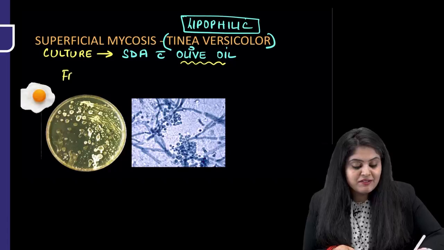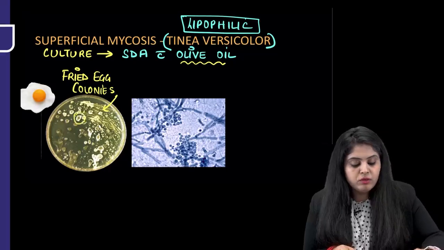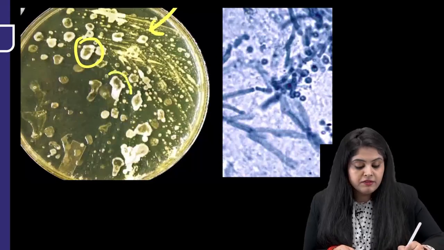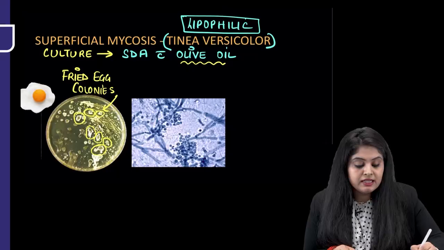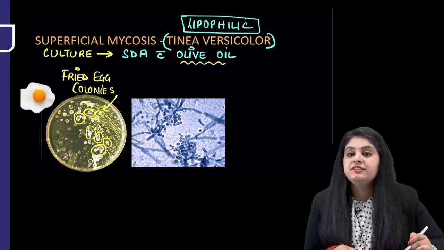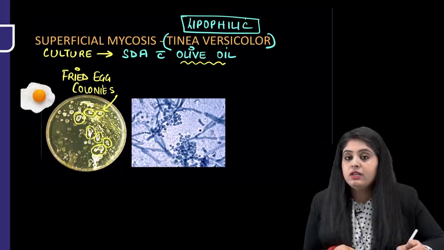Okay. So remember, when you have SDA with olive oil, with oil obviously you will fry something. So what you get is the very famous fried egg colonies. We get the presence of fried egg colonies. You can see over here, we can zoom in once again and find out these are the different fried egg colonies that you have. They look exactly like the way you fry a sunny side up or a fried egg that you see over here.